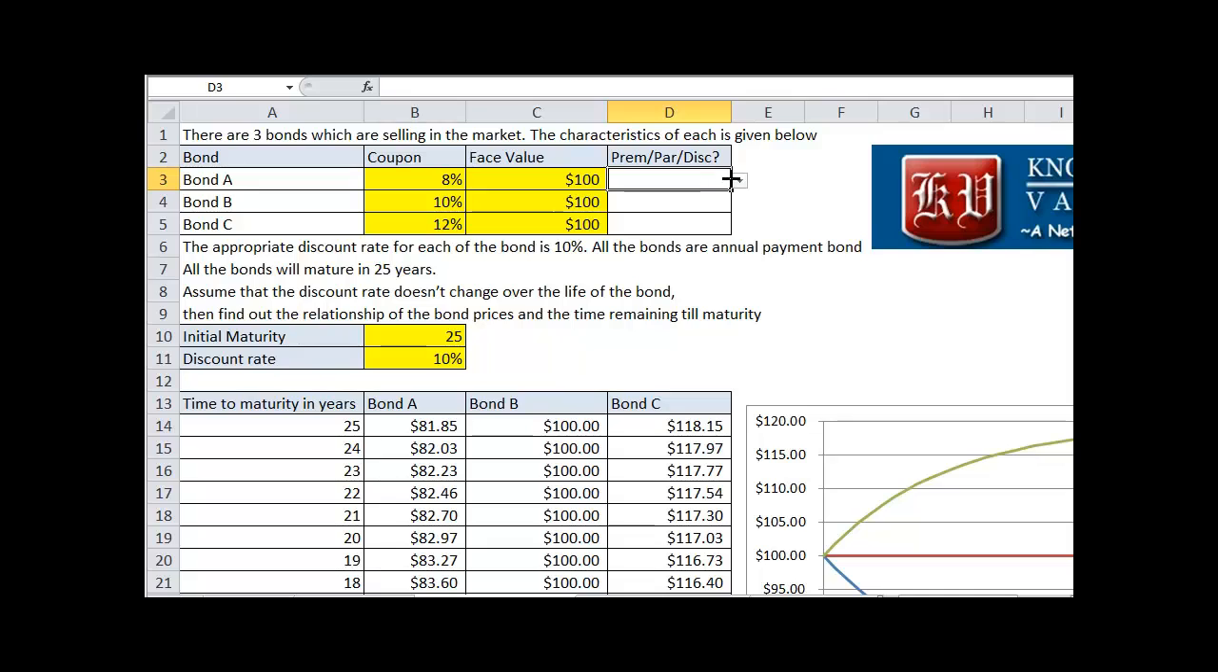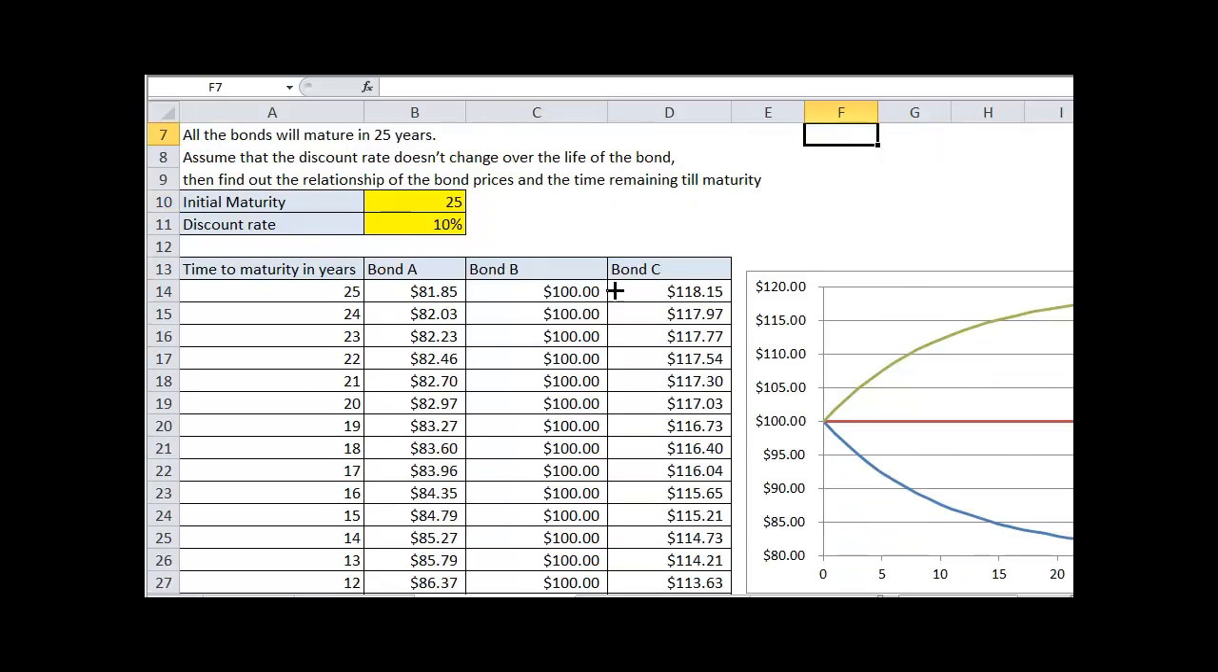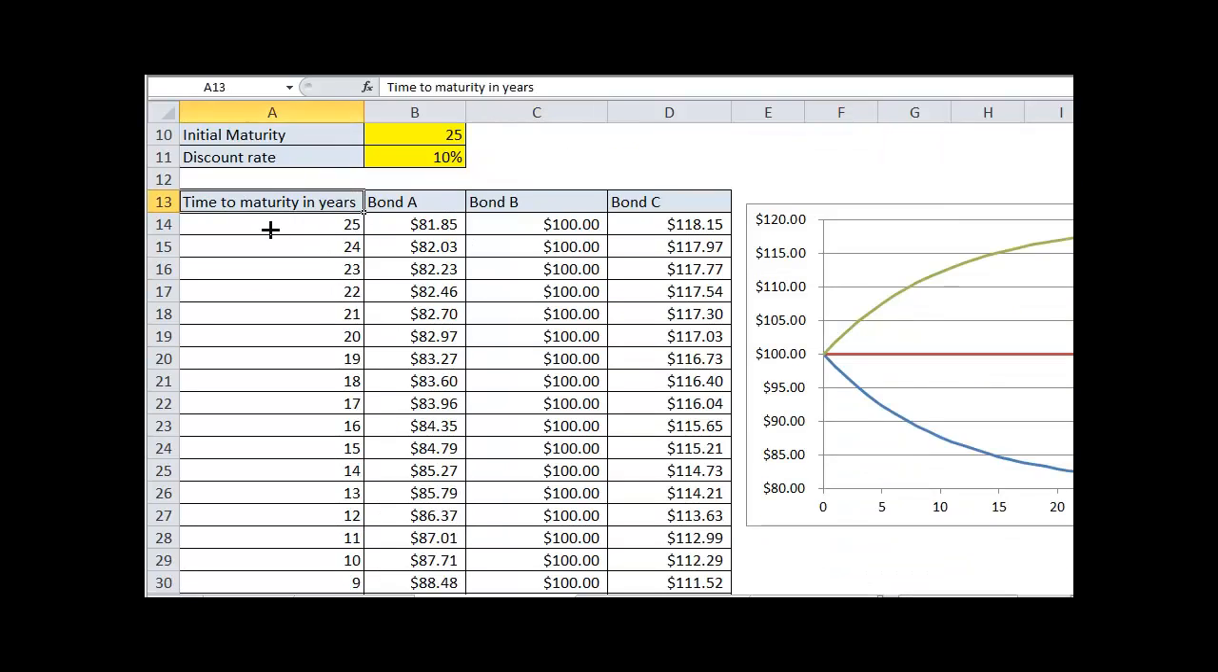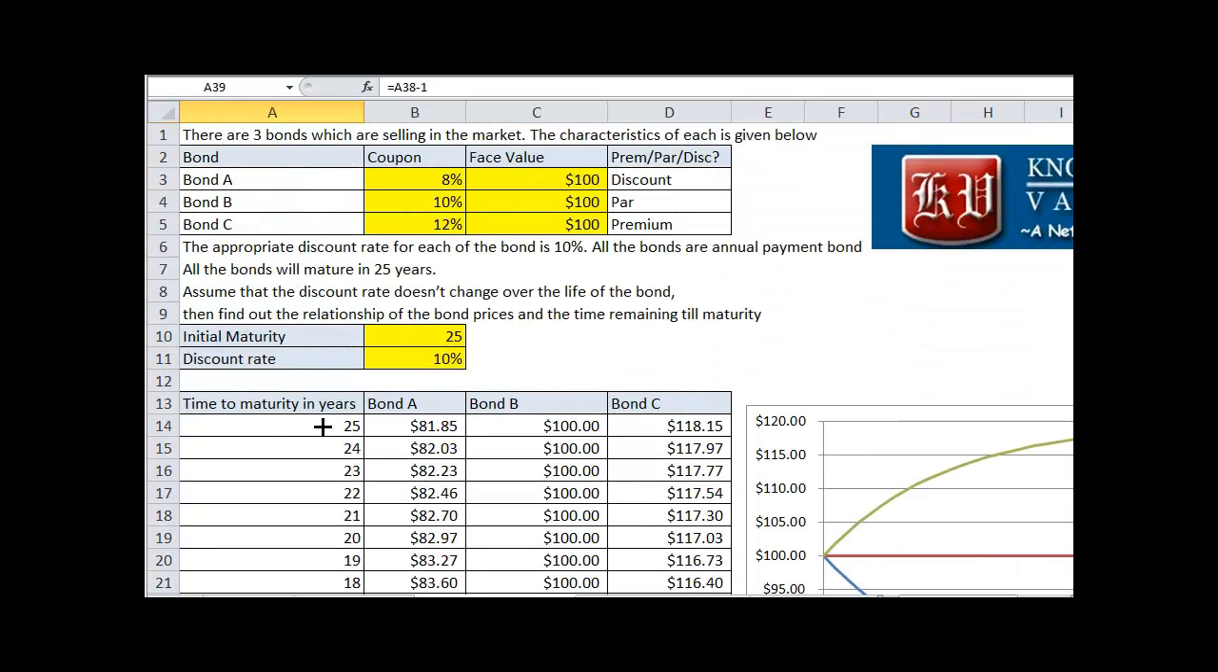So we can say that the first one is a discount bond, the second one is a par bond, and the last one is the premium bond. The initial maturity is 25 years. Then we are taking the time to maturity in years, reducing it from 25 towards 0. When the time to maturity is 25 years, what is the price? As we said, the bond A is a discount bond, so you can see that the price is less than 100. Bond B is a par bond, it is 100, and the third one is a premium bond, its price is 118.